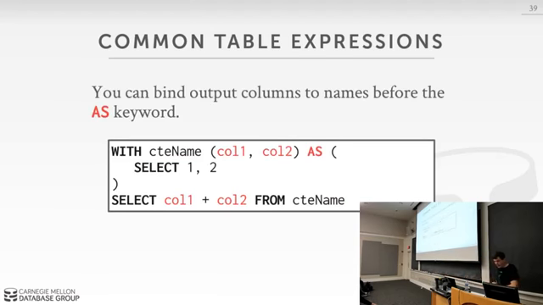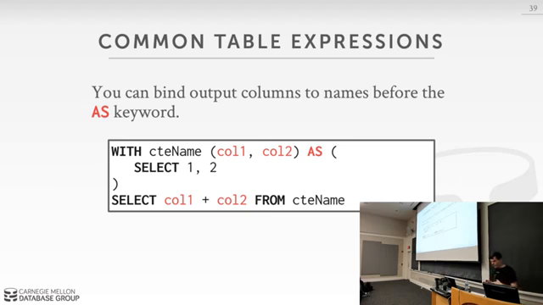So I can start doing more complicated things. I can now bind the output columns from the queries inside of the CTE to given names, and then I can reference them by that name down below in my statement at the bottom. So this CTE produces a single tuple with 2 attributes with the values 1 and 2, and then these get mapped to the names column 1 and column 2, and then in the select statement below, I can just add them together. Right? Pretty straightforward.